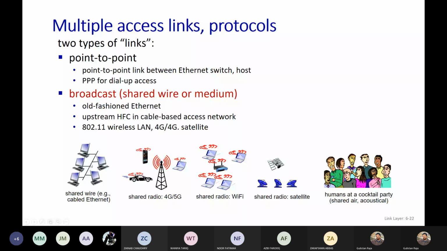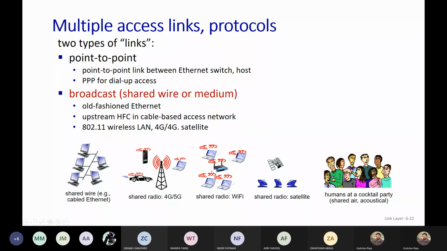Here you can see a common bus, and through it 5 computers are connecting with each other. This is not used in current Ethernet, but it is a shared wired medium. Here it's a broadcast. This is a shared radio. The medium is shared between all these devices. This is shared radio Wi-Fi. Here 4G, 5G, here Wi-Fi, here satellite.